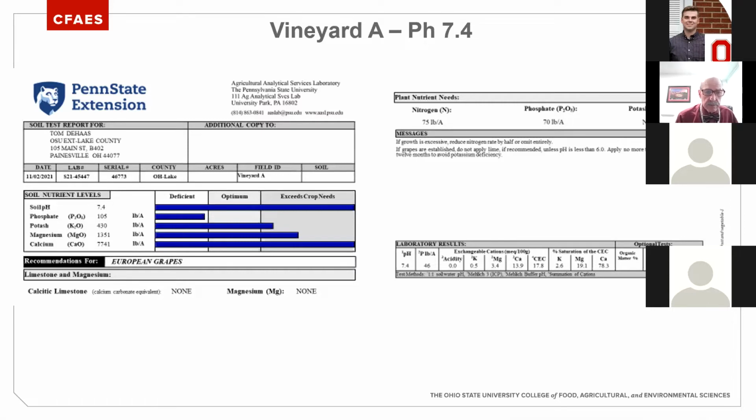The thing I would say is that you really can't tell by just looking at the soil. The phosphate is a little low, but potash is good, magnesium is good, calcium is good. So next slide.